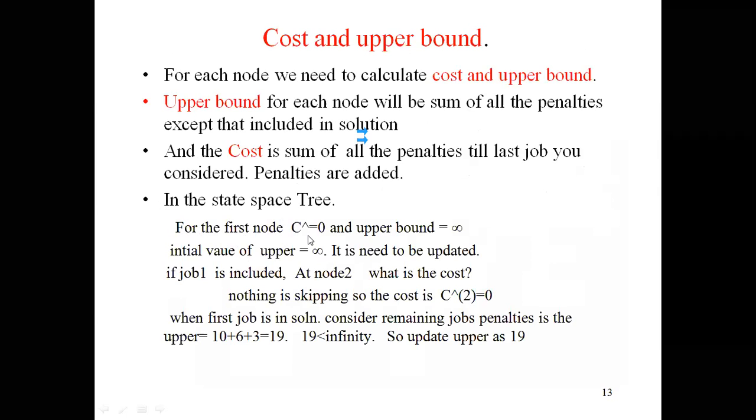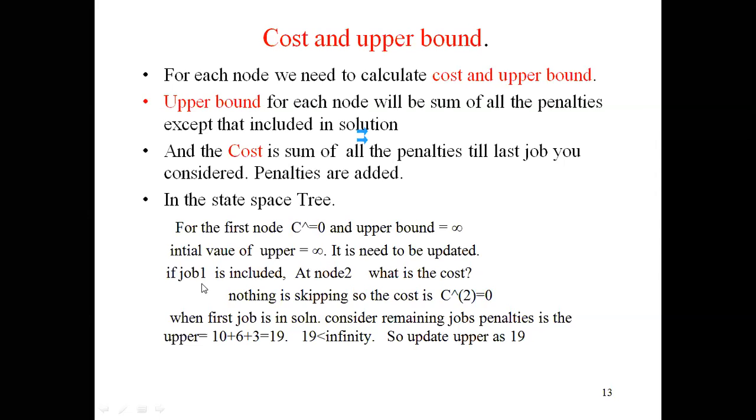So for the first node, C cap is equal to 0 and upper bound is infinity. The upper is always infinity as the initial value. It needs to be updated each and every time. Suppose in the next node, if the upper value is less than infinity, then you take that particular value. Like this, we are updating the upper variable each and every time.